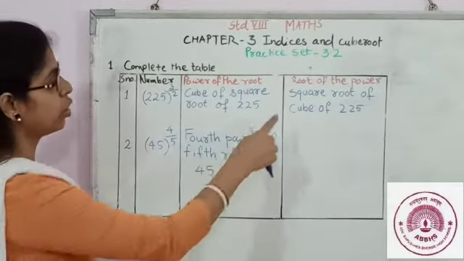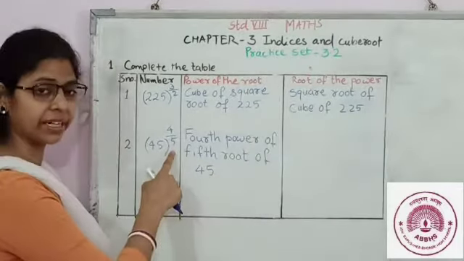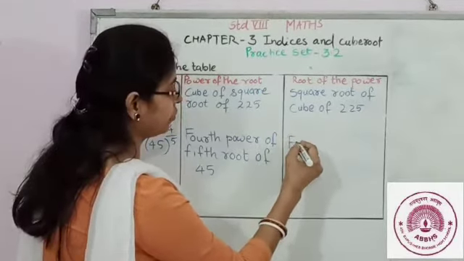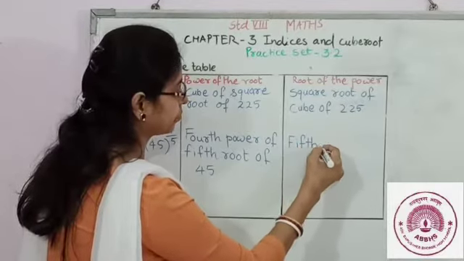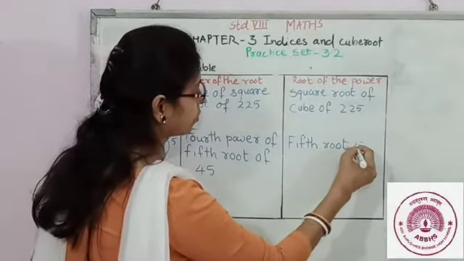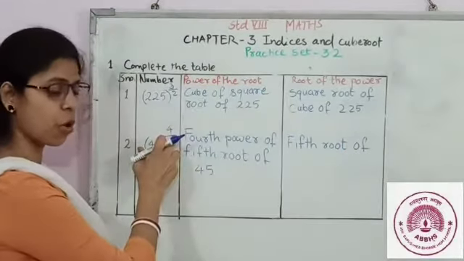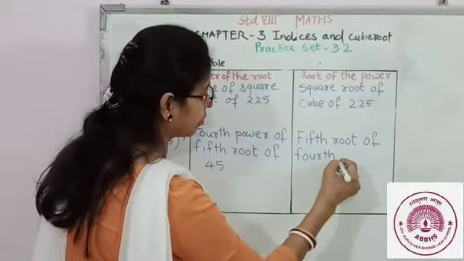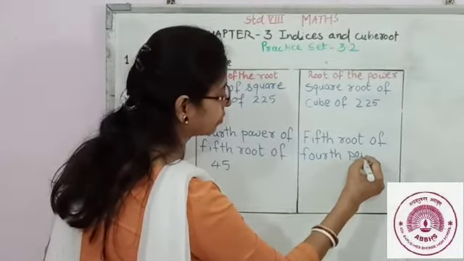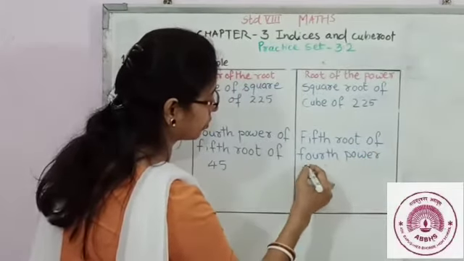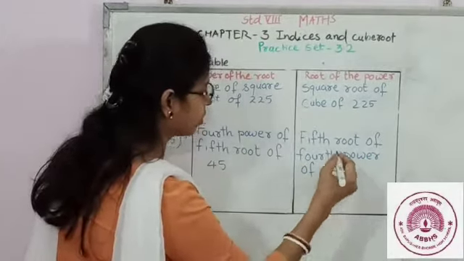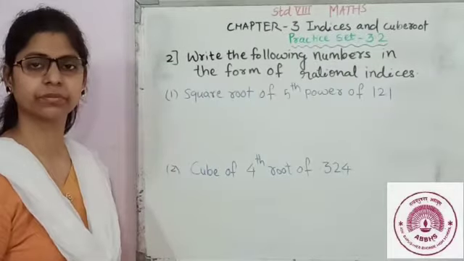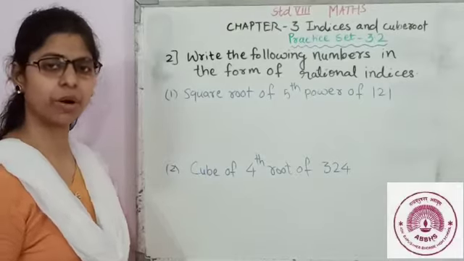Okay. Now here root of the power, so first we will write the root part and the root part here is 5th root. So let's write that 5th root of the power is 4th power. So 4th power of 45. Okay, this is how we have to solve this question. Let's see question number 2.